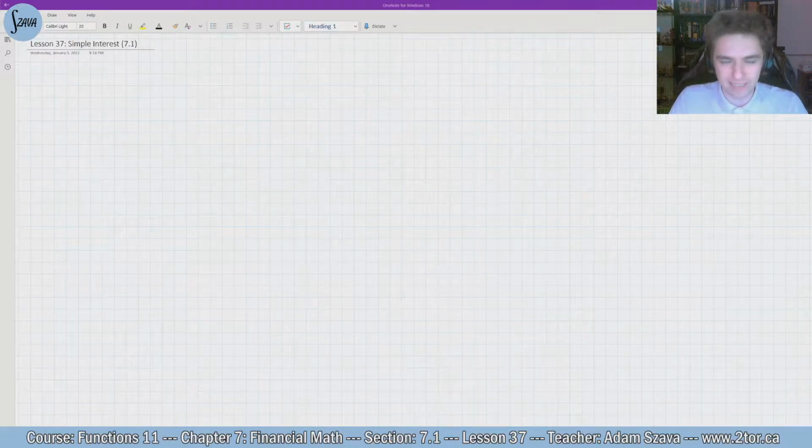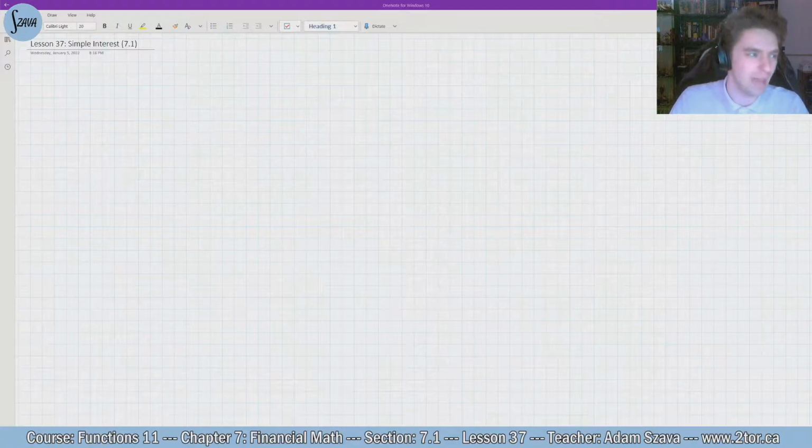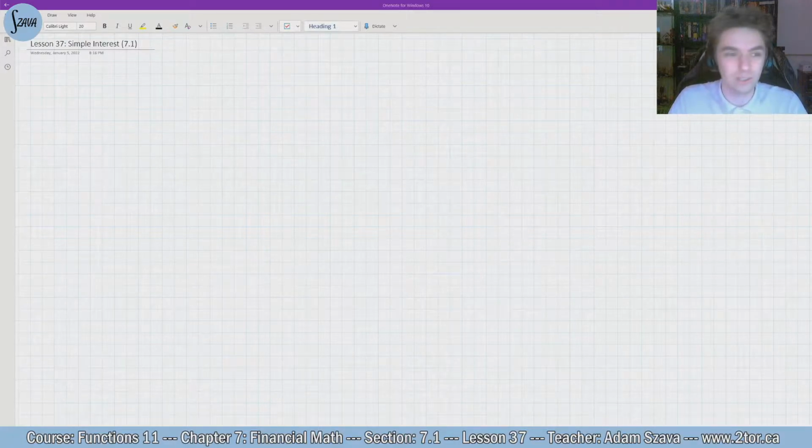Here we're looking at similar content to section 7.1 from our textbook, which is simple interest. This is the first lesson of our financial math unit, which is the final unit of this course. So you've made it quite a way through, and we've just got one more unit to do. In fact, this is a pretty simple unit, and the first section is called simple interest, so it's pretty simple all around.